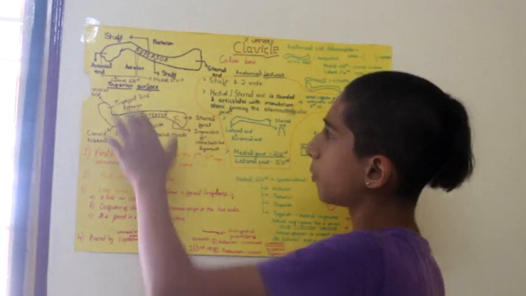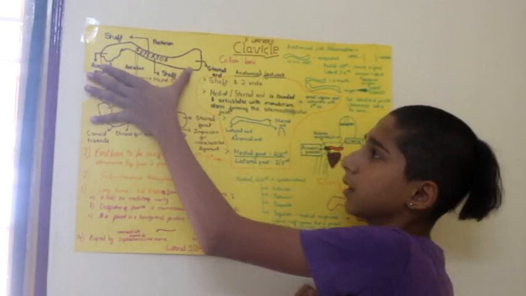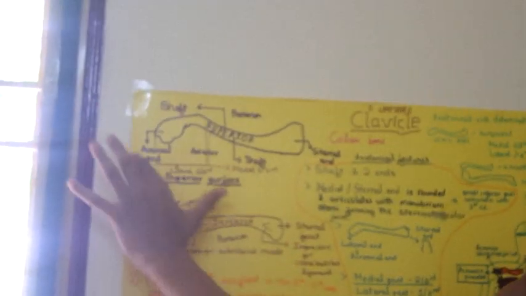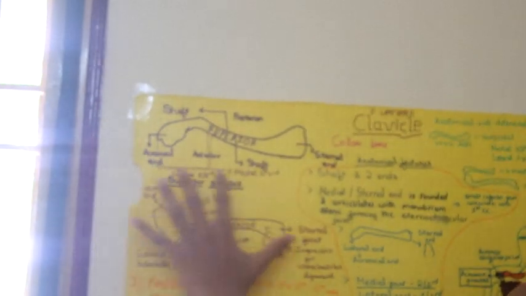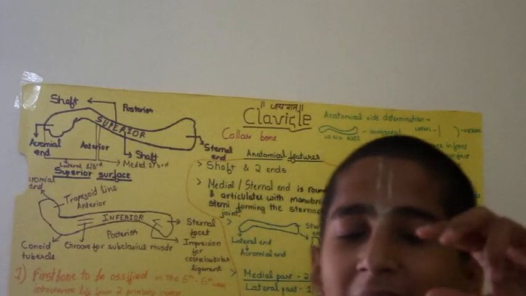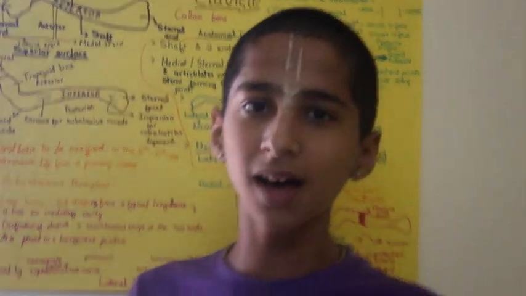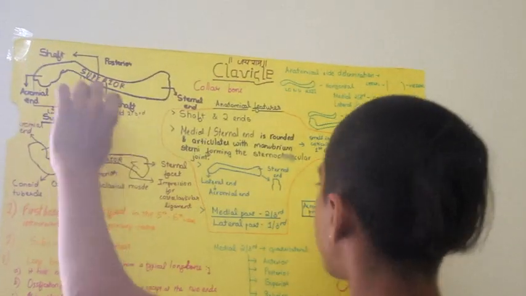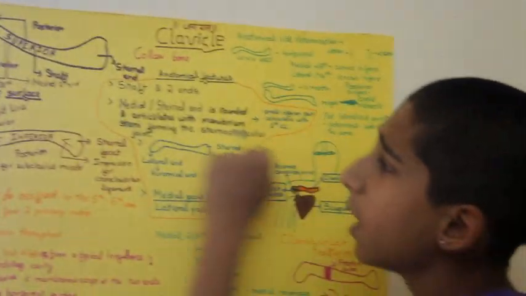And this is the bone as seen here. So this is the shaft of the bone, the center portion. This is the lateral end or the acromial end. This is the sternal end or the medial end. So the lateral end is also called the acromial end because we have the acromion process of the scapula that connects to the clavicle through this area. There's an acromion process, I shall explain that one later.